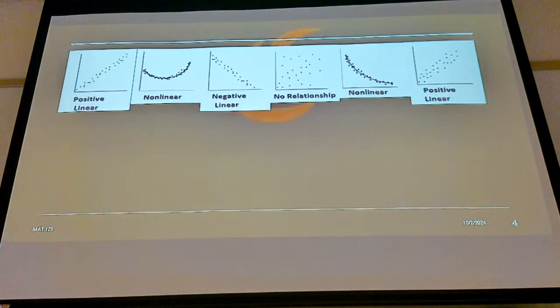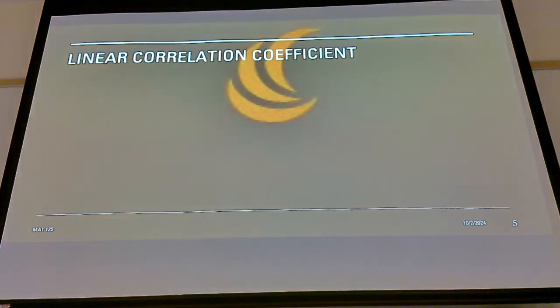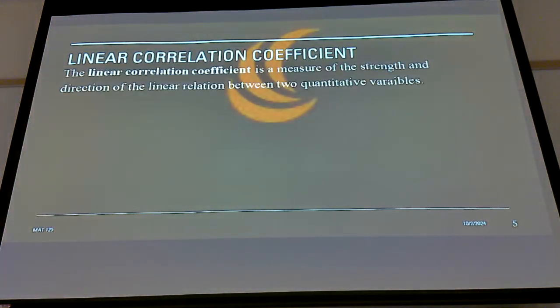Well, now we want a way to measure the strength of this relationship. And we don't call it a relationship. We call it a correlation. So the linear correlation coefficient is a measure of the strength and direction of the linear relationship between your two variables.